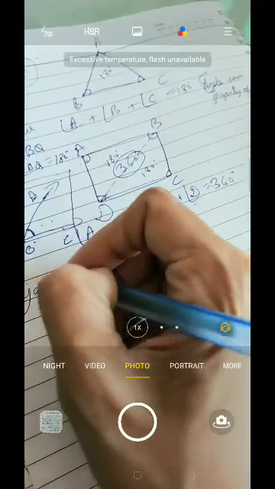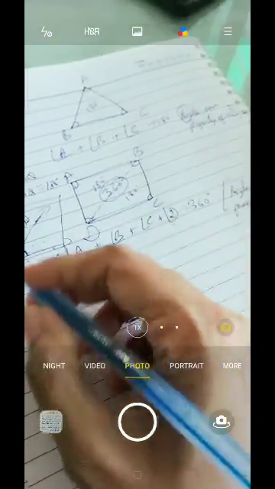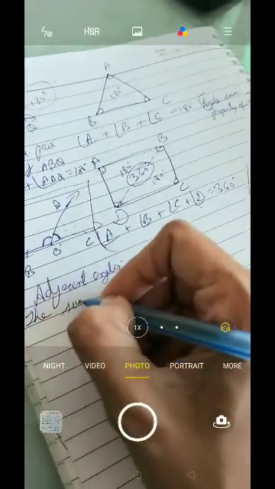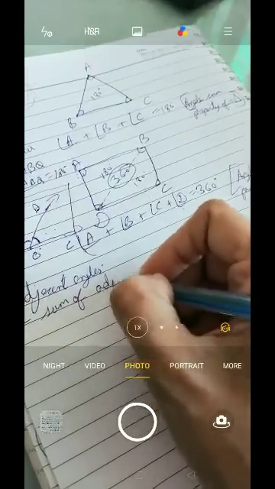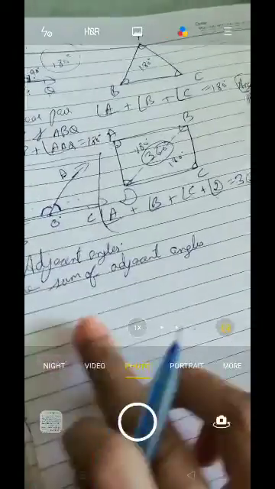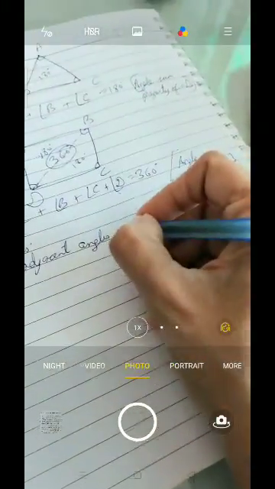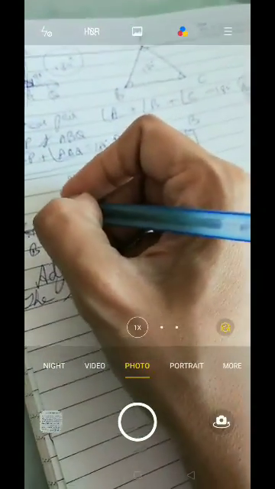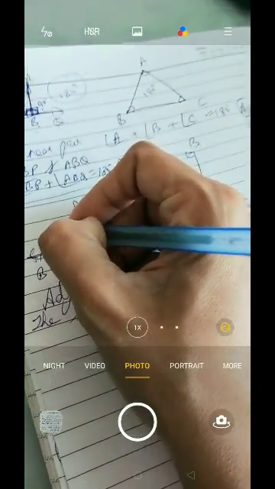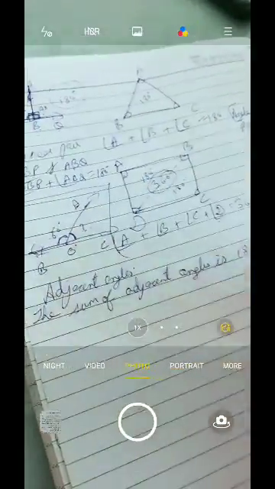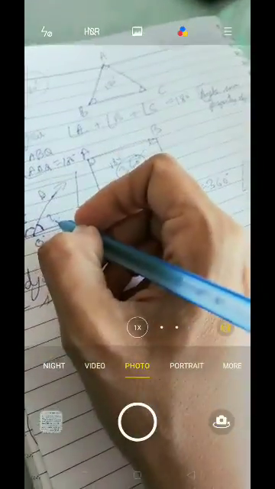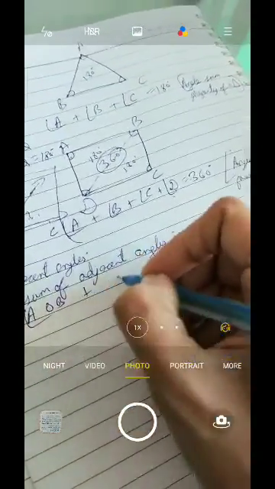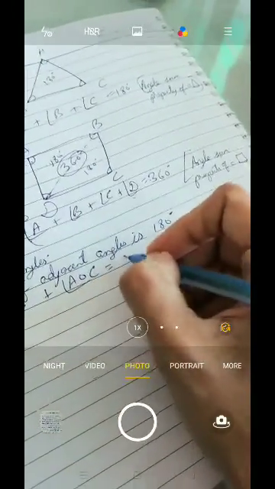Adjacent angles. Now kids, the sum of adjacent angles is also 180 degrees. Clear? So if one angle is given, for example, if I say here it is given 60 degrees, and you need to find this, it's very easy. What you need to write is angle AOB plus angle AOC is equal to 180 degrees.